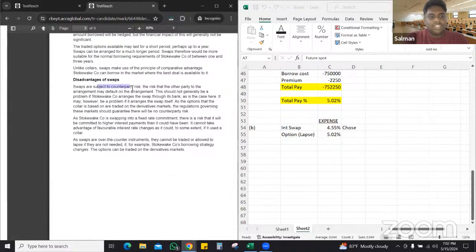Disadvantages: swaps are subject to counterparty risk. So swaps and options you can compare. Swaps, we are subject to counterparty risk. Options, no. If there's a risk with the counterparty bank, we have a choice whether to accept or reject.